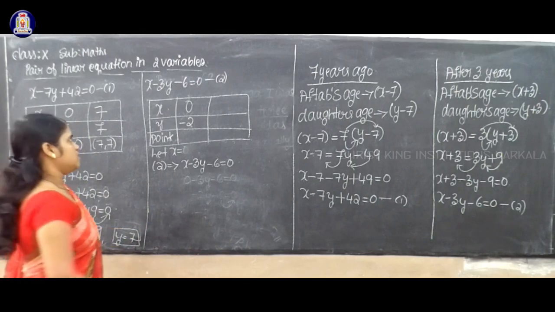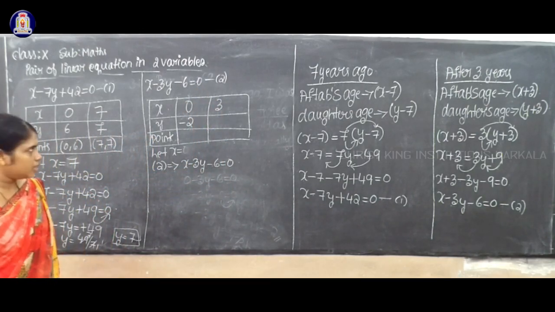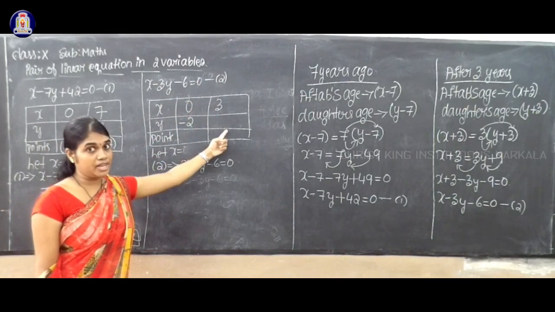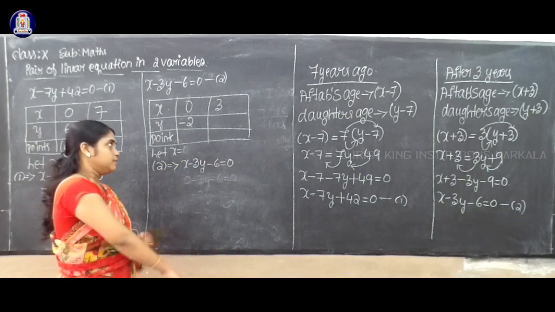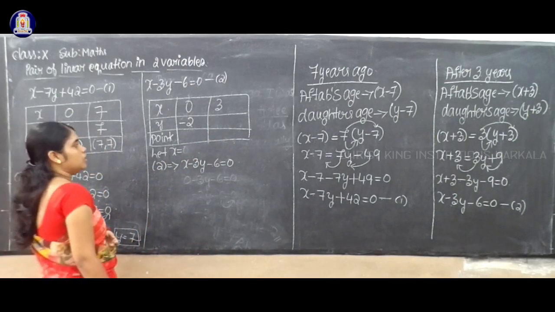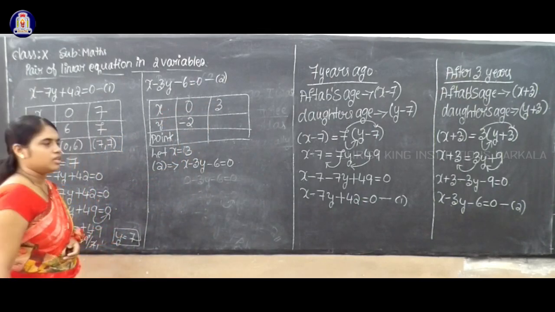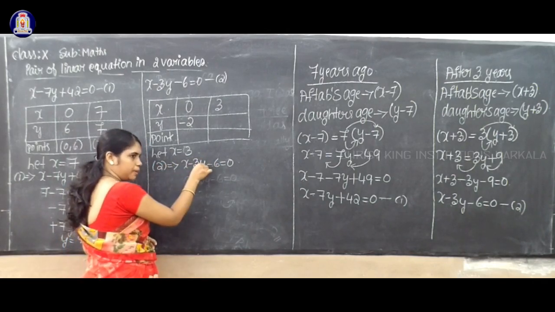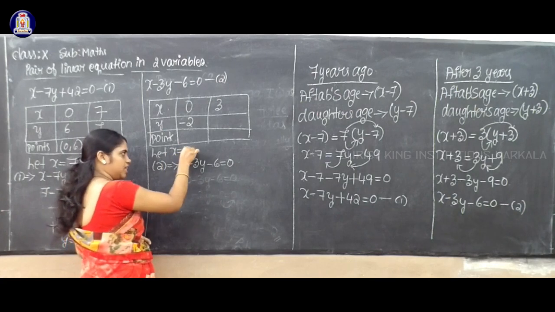If suppose x is equal to 3, I will consider 3. Okay. You can consider any point, but remember the value of y must be an integer. It should not be a fraction. Okay. So now, if x is equal to 3, then what about equation number 2 here? In the place of x, substitute 3 here.